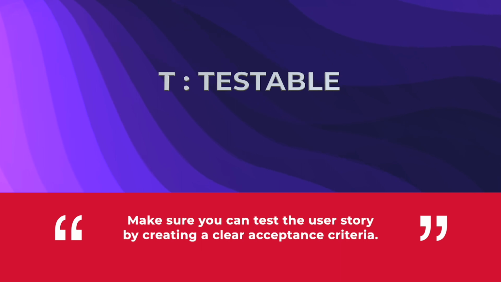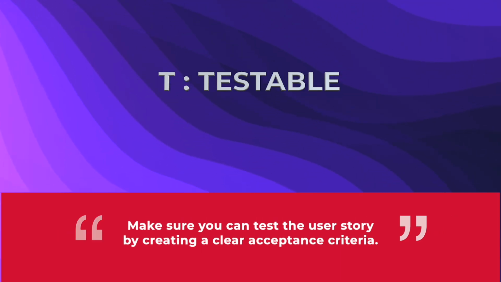Clear acceptance criteria defines what done means, making it easier for your team to ensure quality. Earlier, we talked about how user stories should be testable as the letter T in the INVEST criteria. So what makes user stories pass the tests? In the world of user stories, there are 2 critical elements to ensure clarity and quality: acceptance criteria and the definition of done. Let's talk about acceptance criteria first.